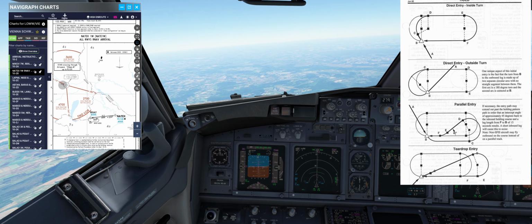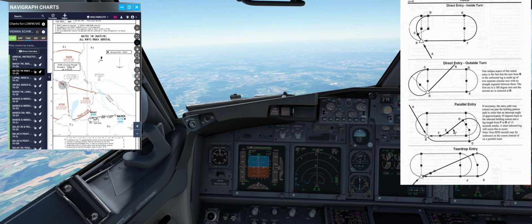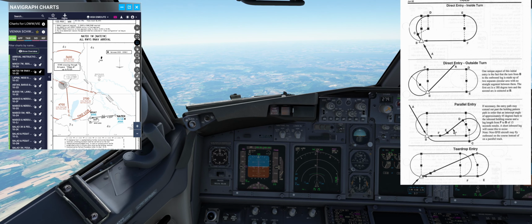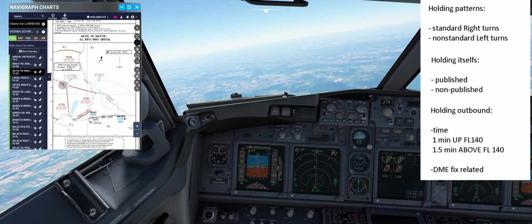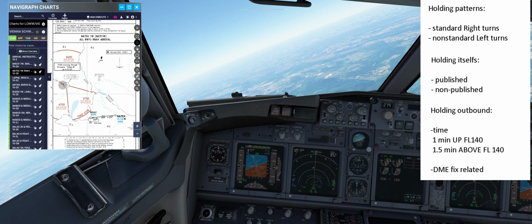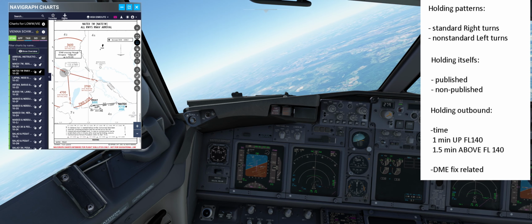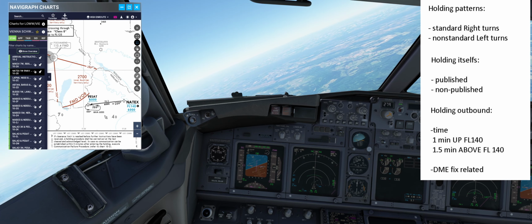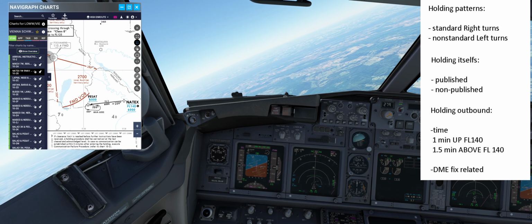According to the holding, we can say that we have standard holding and non-standard holding. What is standard holding? The standard holding is when you have the holding with right turns. The non-standard holding is the holding which has left turns. And just to clarify the situation, the published holding is the holding you have on the chart, because your air traffic controller can give you unspecified holding.